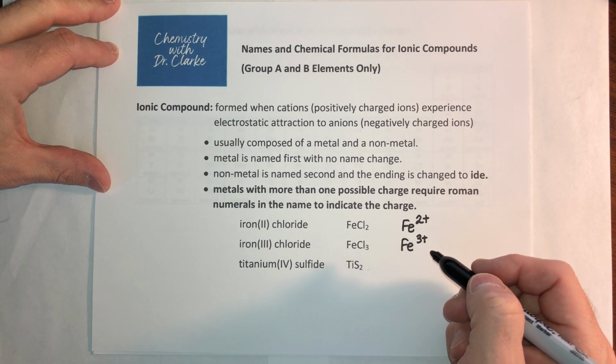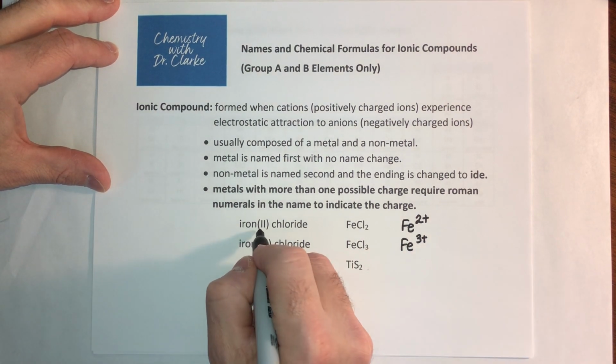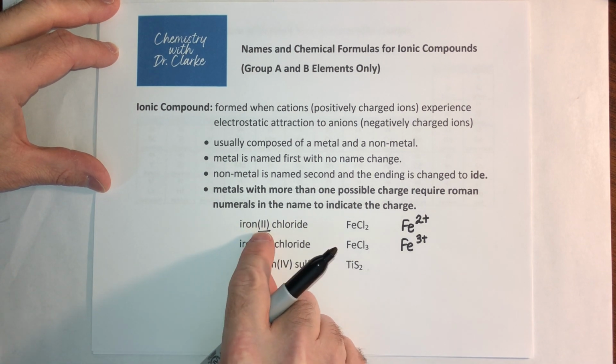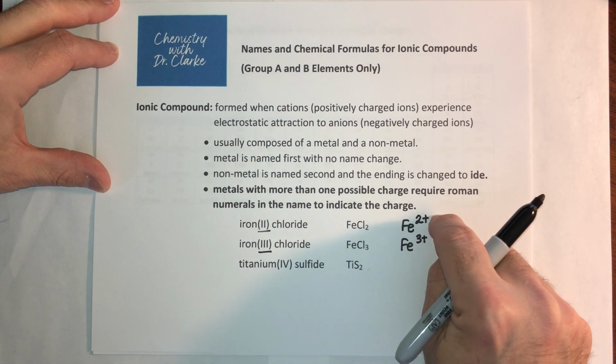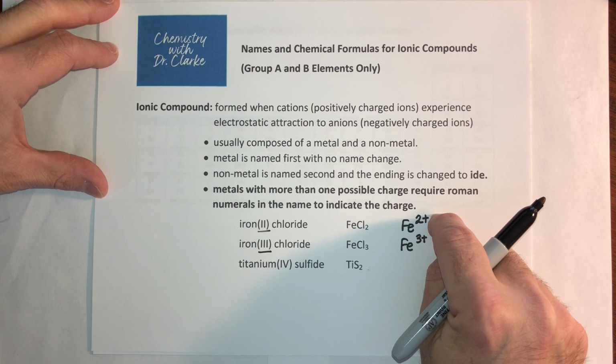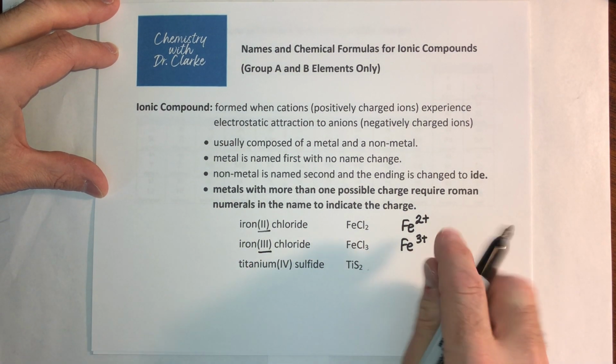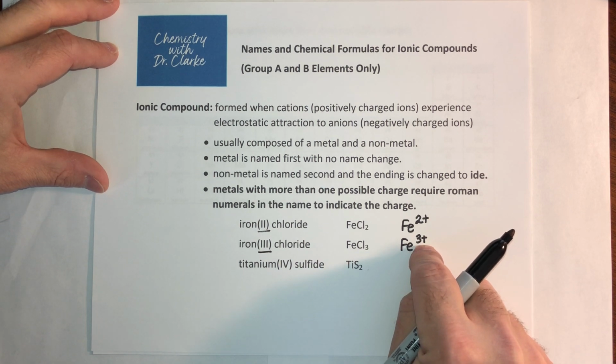In order for me to tell you which one you have, we use Roman numerals. When I say that I have an iron 2, what I'm doing is telling you the charge. It's an iron 2+. When I tell you that you have an iron 3, that means you have a 3+.